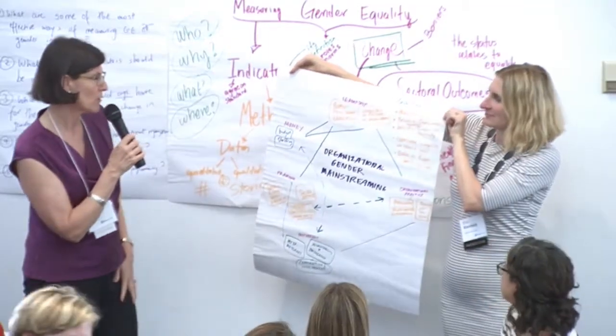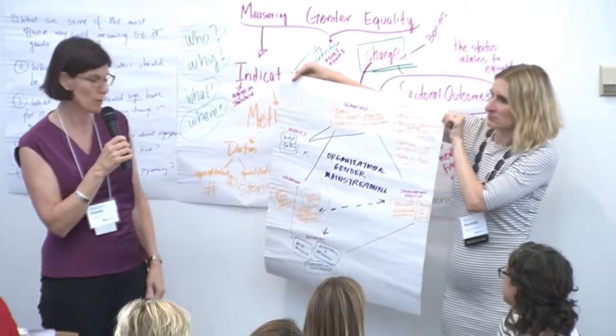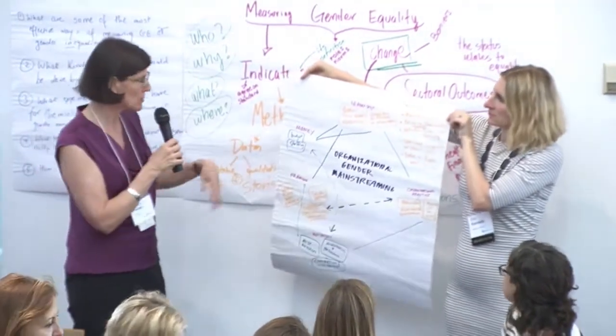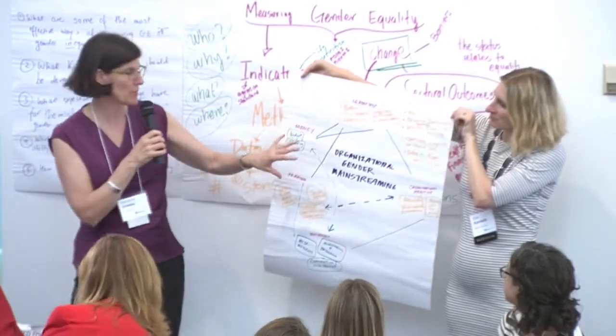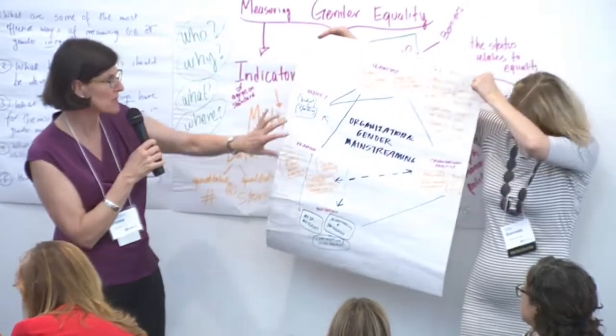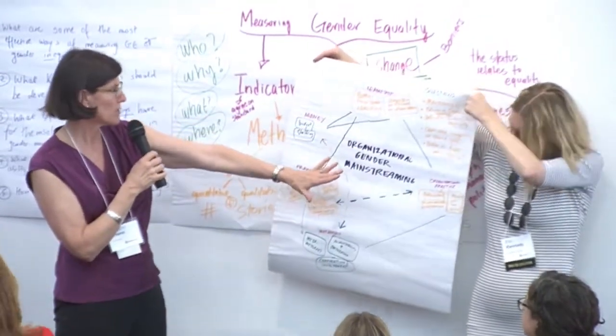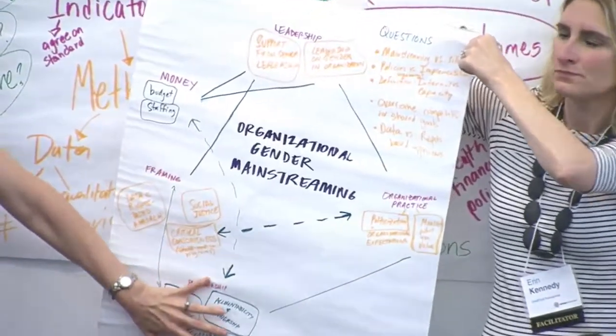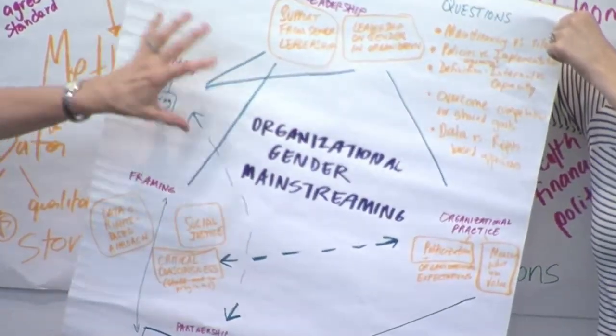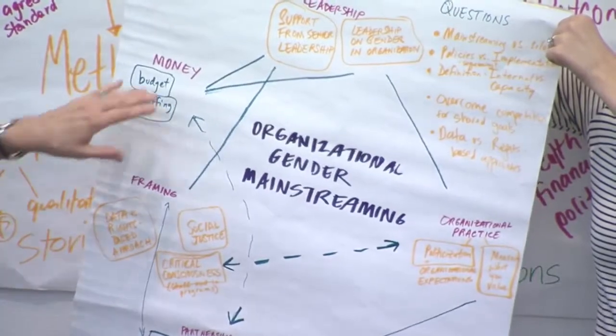Table 3 focused on organizational gender mainstreaming, and we had, of course, a wide-ranging conversation, but we ended up focusing our recommendations in a number of categories: leadership, organizational practice, money, framing, and partnership. And of course all of these things interact with each other.